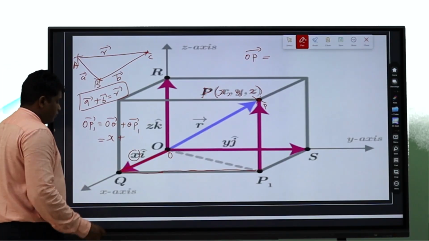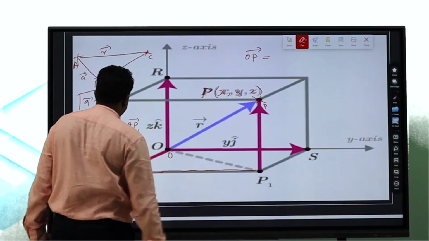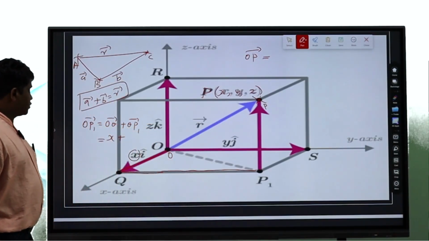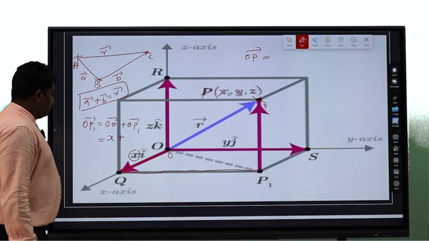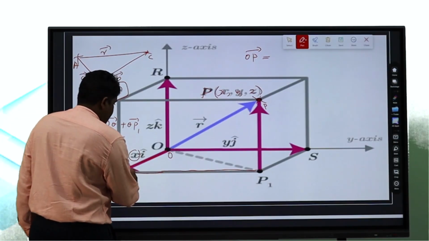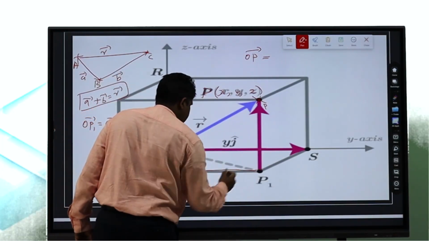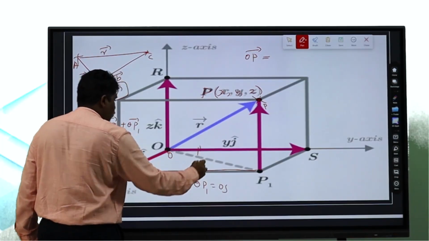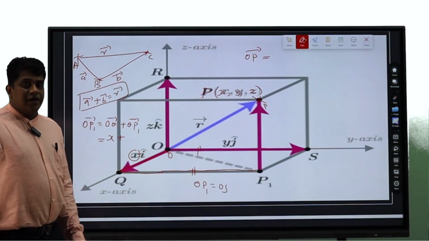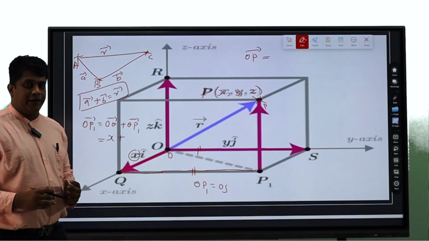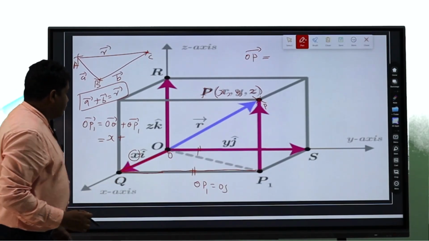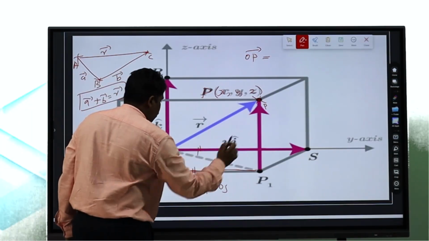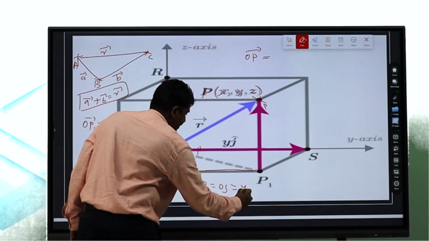Plus QP1. What is QP1? QP1 is equal to OS. These are equal because they are the equal edges of the cuboid. That is why they are equal. Then OS, what is OS? It is Yj.